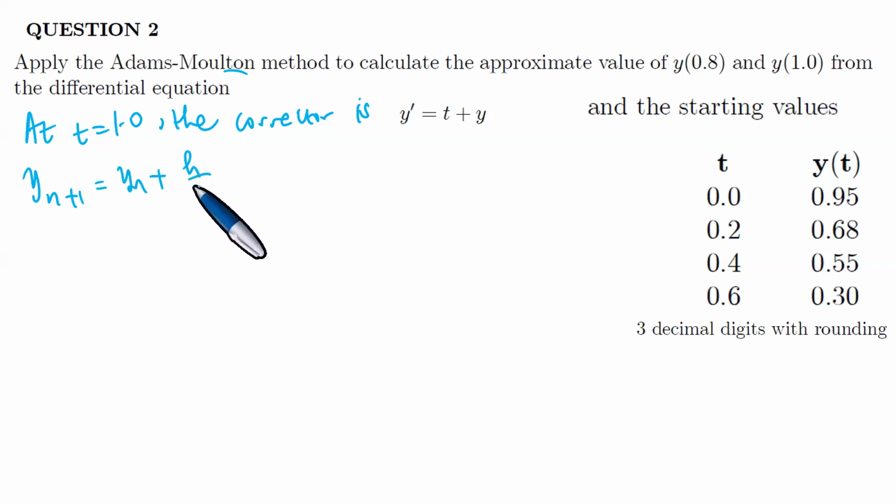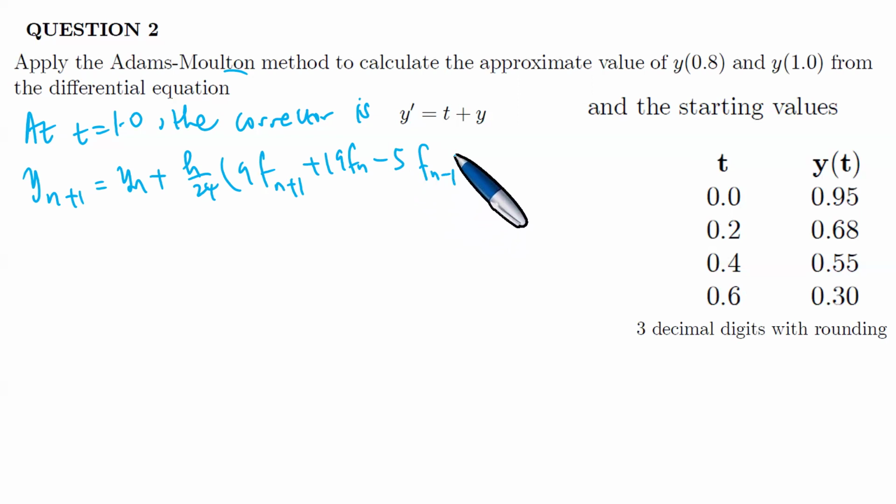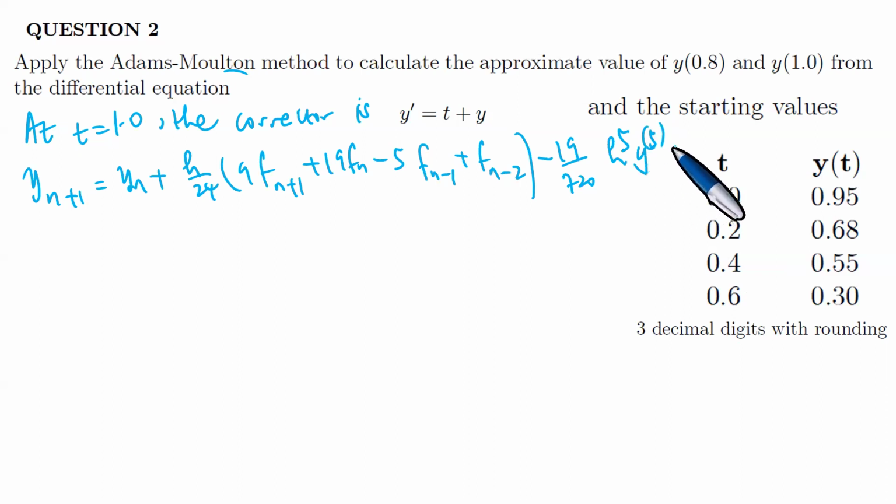Yn plus h out of 24, 9 fn plus 1 plus 19 fn minus 5 fn minus 1 plus fn minus 2 minus the order h5 y. Order 5, and therefore this is xi2.